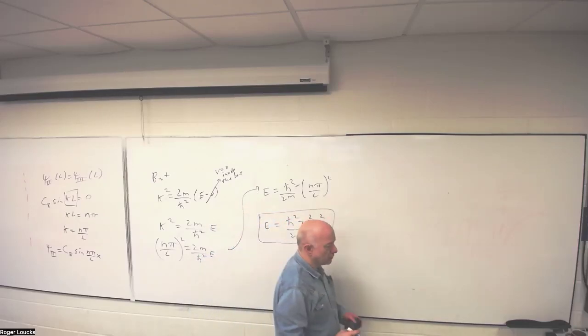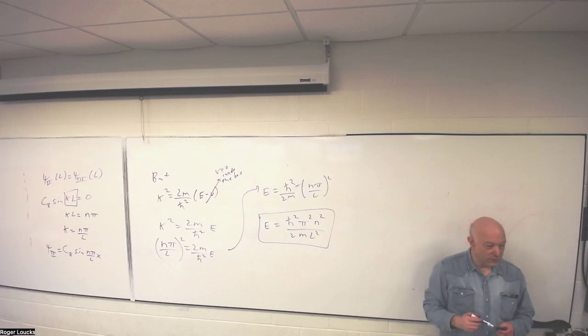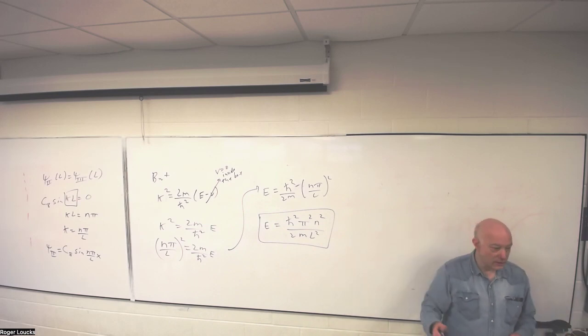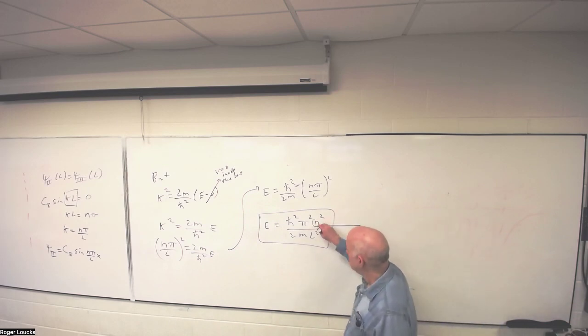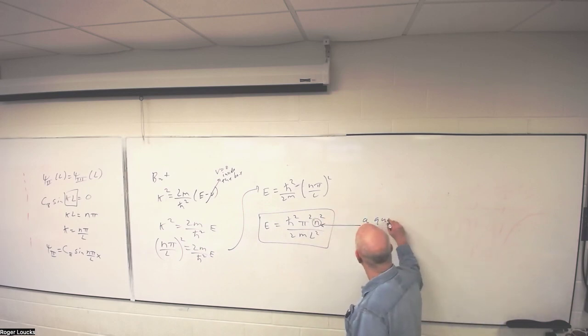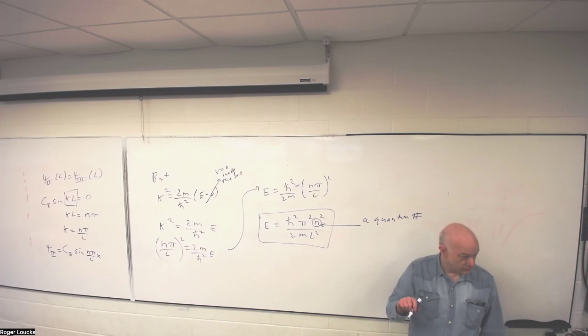What does this energy depend upon? On the quantum number n. Okay. What happens here? We have a perfectly quantized system. This right here is a quantum. It perfectly determines the energy level that we're in.